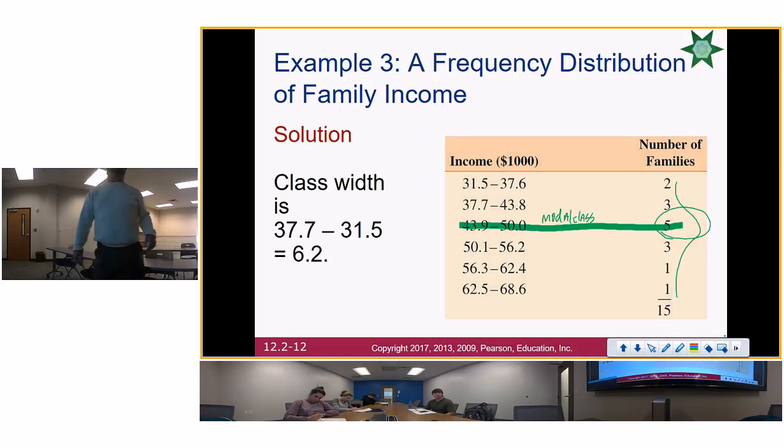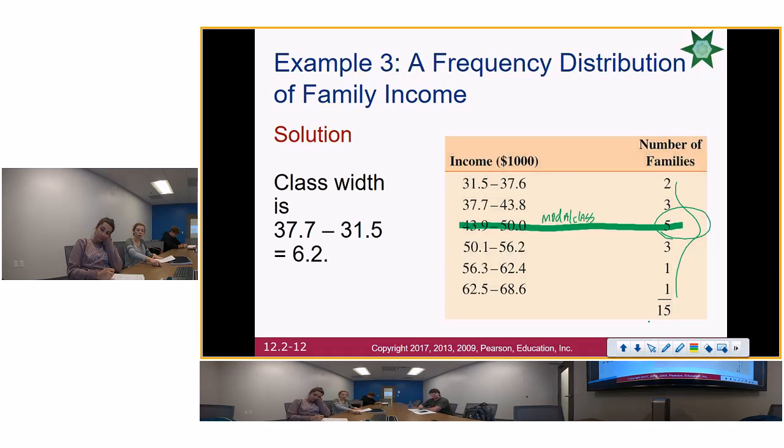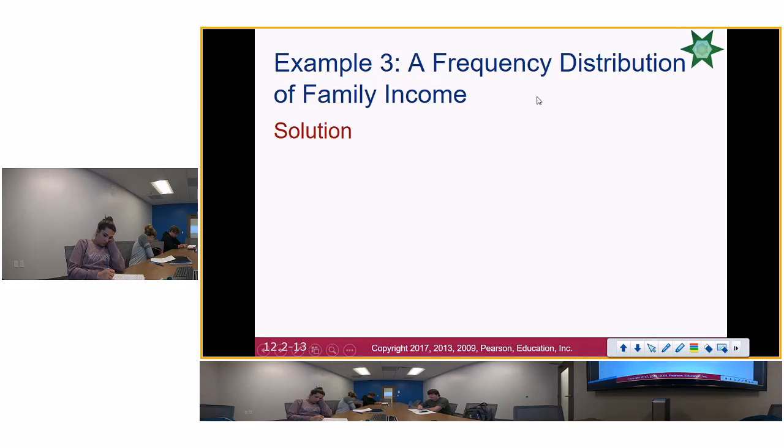Y'all got that one written down now? The chart, you got the frequency distribution. Yes, thank you. Thanks. Okay. There's the modal class.